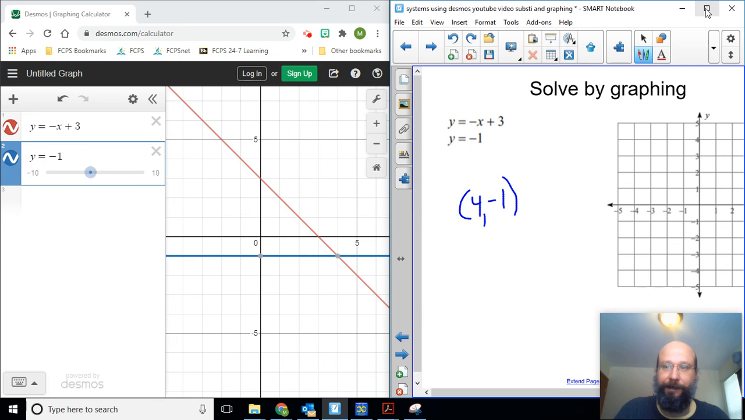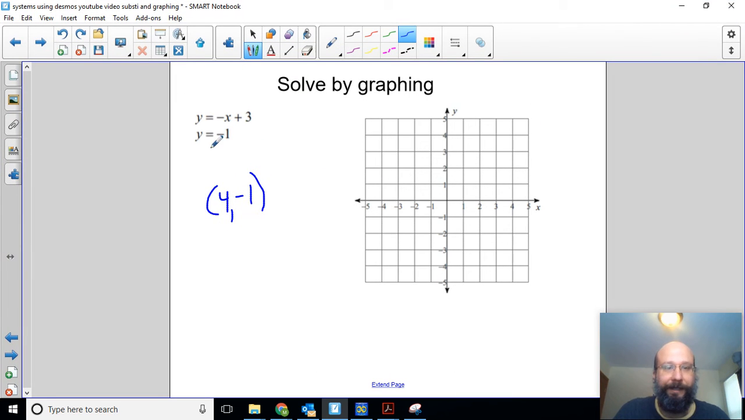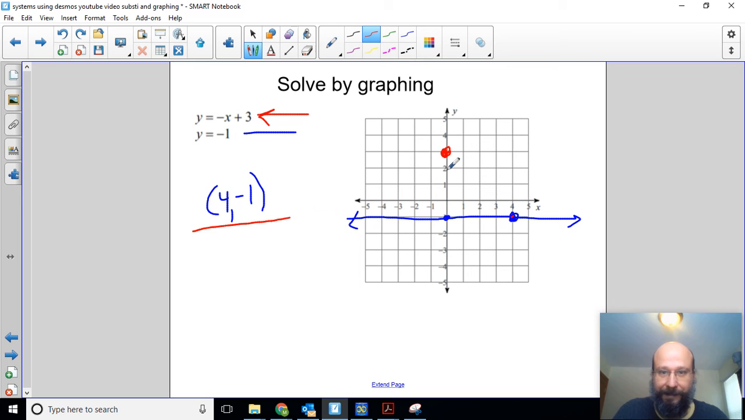So I'm going to go back over here. 4, -1 is my answer. That's here. +4 on the x, -1 on the y. I'll do this line first. It's just at -1, and it's a perfectly horizontal line because it's y equals. This line, I start at 3, and it has to go through this point too because that's my answer. So it's going to be like this.